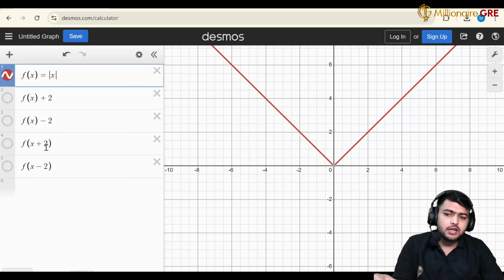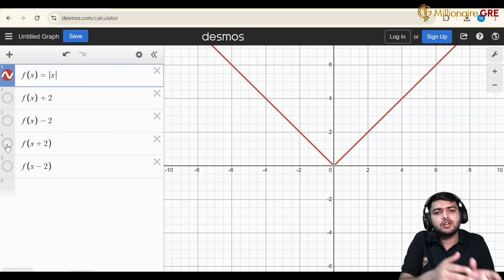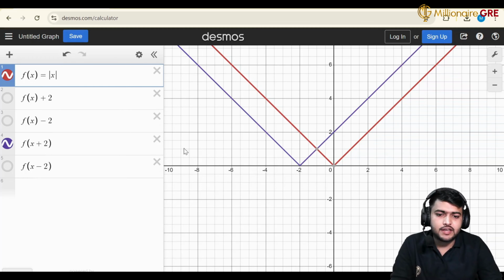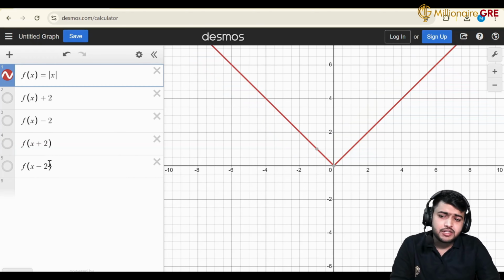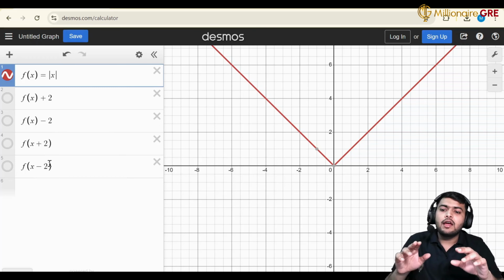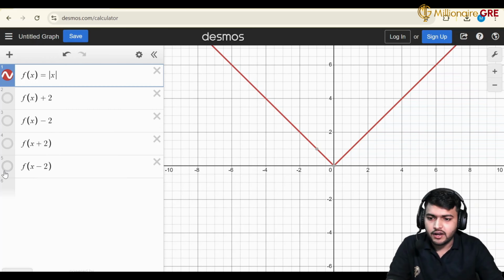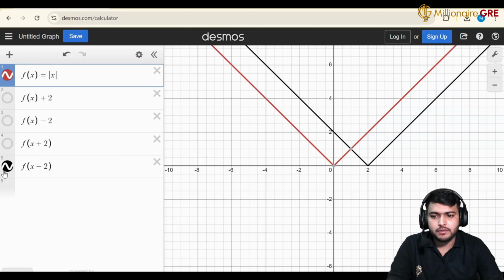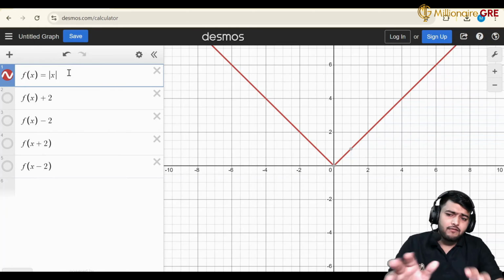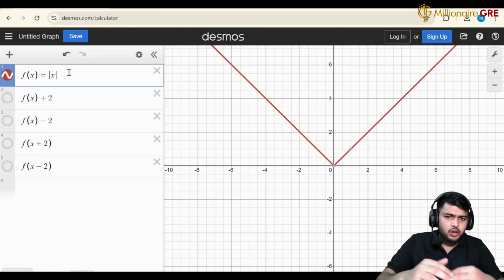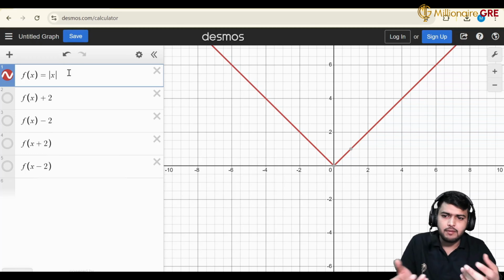If you add a constant inside the bracket, the graph should shift 2 units to the left, and that is exactly what happens. It shifts 2 units to the left. Again, if you subtract a constant inside the bracket, or if you are decreasing the input value by 2, the graph should shift 2 units to the right, and that is exactly what happens. Now this is some random function I have taken, mod x. You can take any other function and you will get the same result.